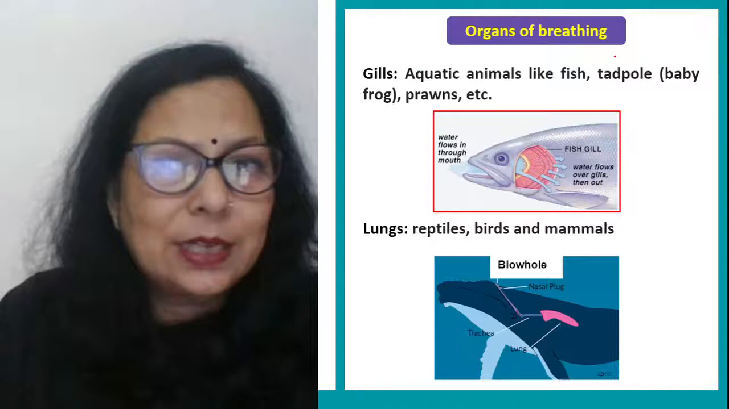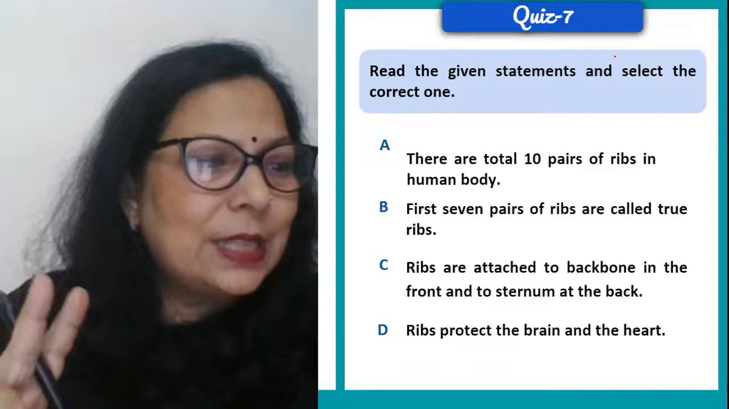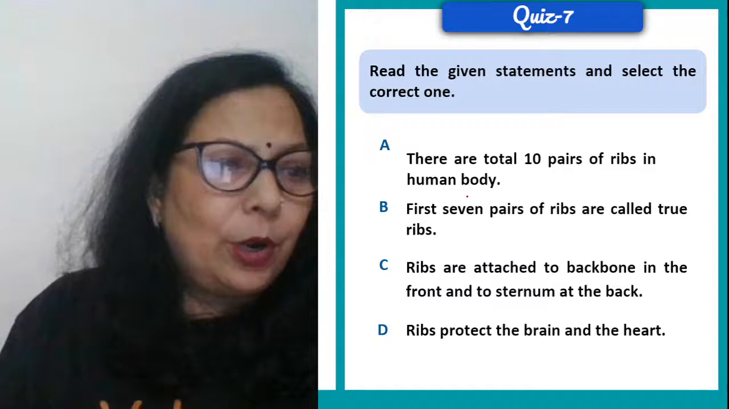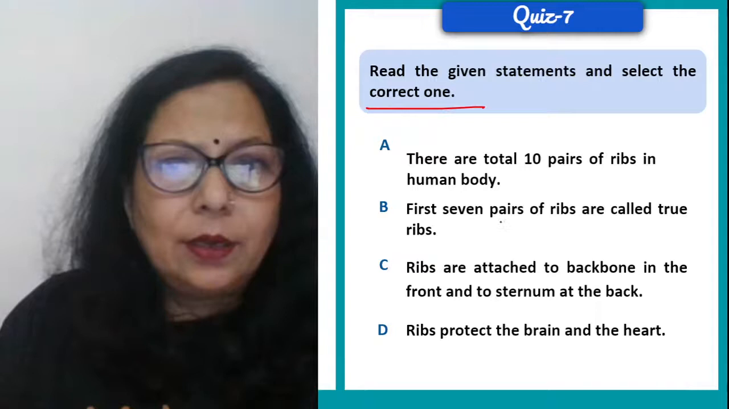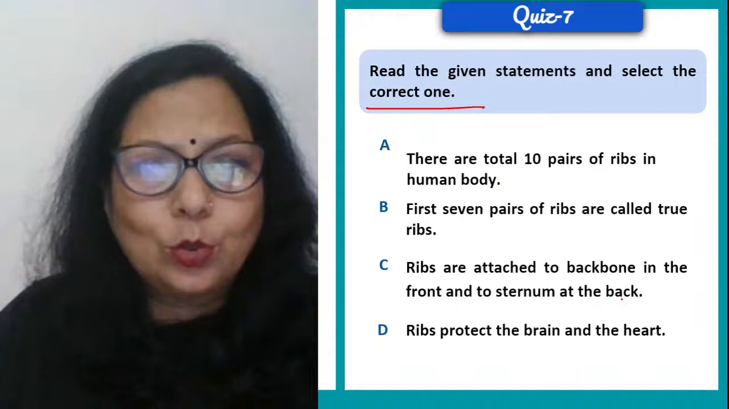Read the given statement and select the correct one. Only two questions left, Saptarshi. Just two questions left. There are total 10 pairs of ribs in the human body. And then you have to tell me out of 8 questions, how many you got correct. First, you have to tell the correct one. First 7 pairs of ribs are called true ribs. Ribs are attached to the backbone in the front and to the sternum at the back. Ribs protect the brain and the heart.